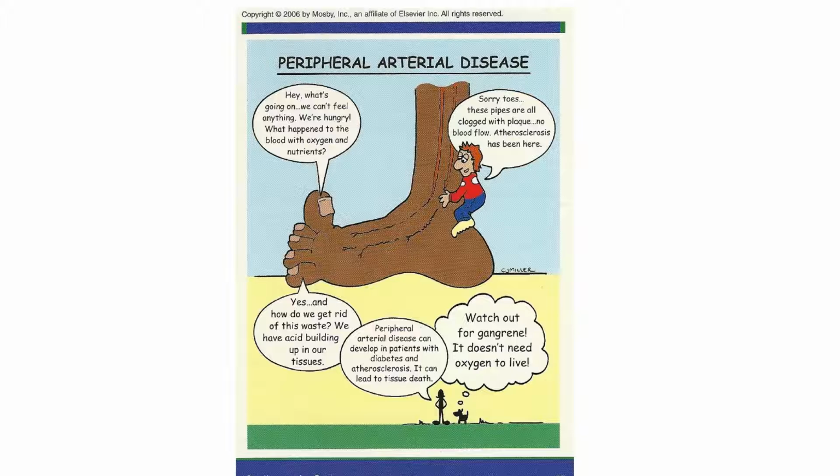Peripheral artery disease develops in patients with diabetes and atherosclerosis, and it can lead to tissue death. And the little dog says, watch out for gangrene. It doesn't need oxygen to live. So just the decreased circulation, decreased blood and nutrients and oxygen to the peripheral tissues can cause tissue death, and that's when we end up with a serious problem. An abnormal ABI test result may require more testing to determine the location and the severity of the peripheral artery disease, which is also lower extremity arterial disease, that might be present.